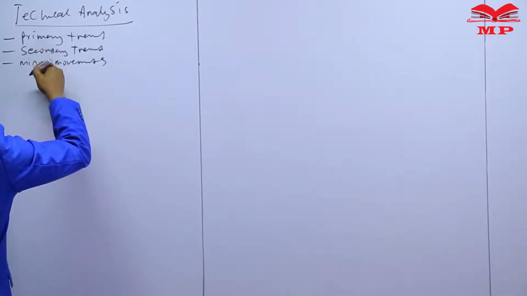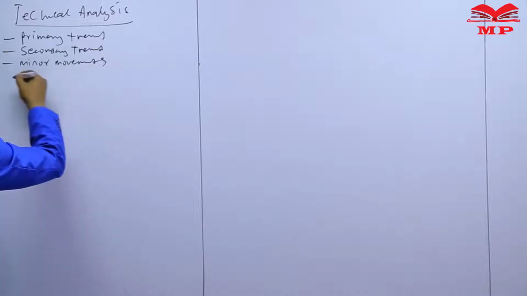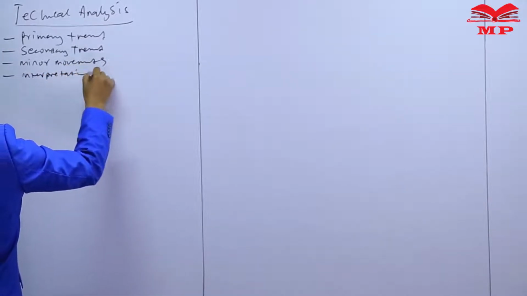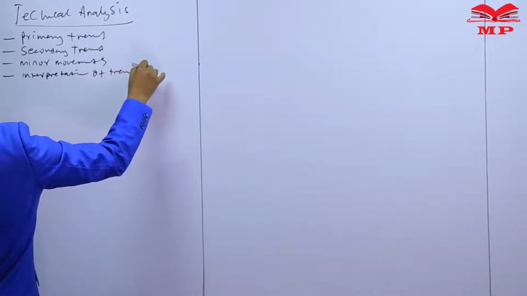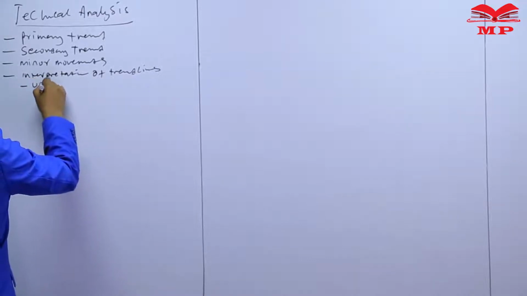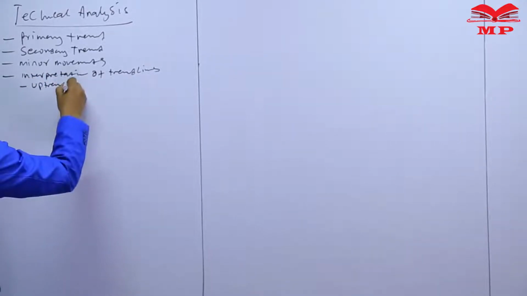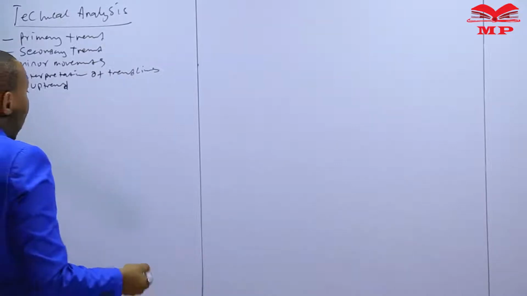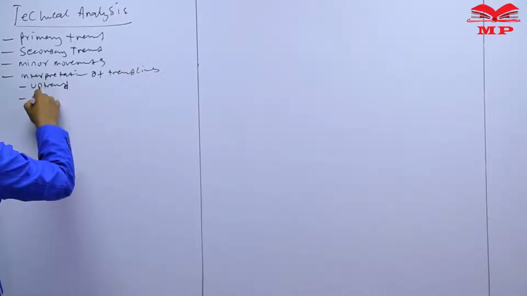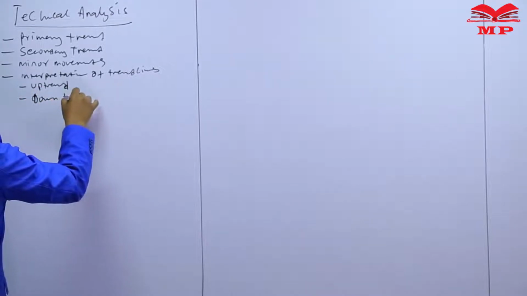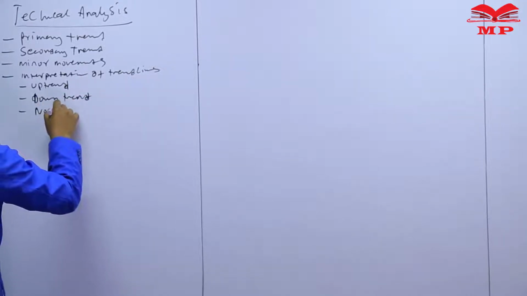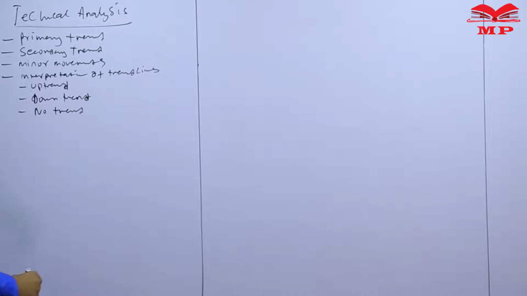Then we will look at the interpretation of trend lines. Here specifically we'll look at uptrend, then we will look at the downtrend and no trend.